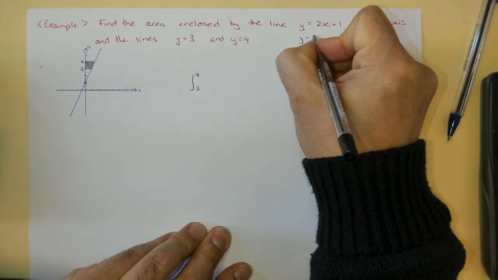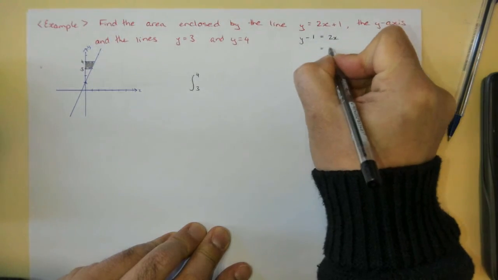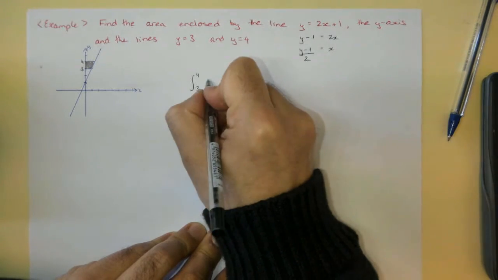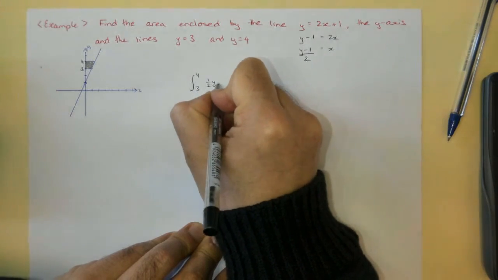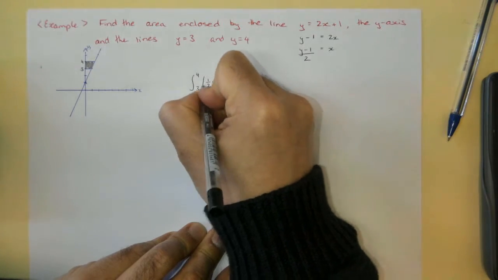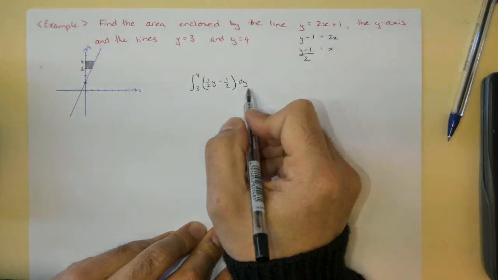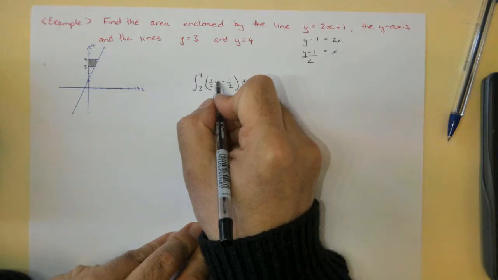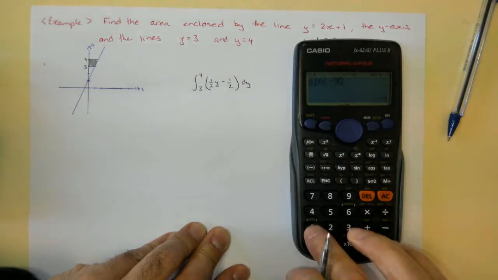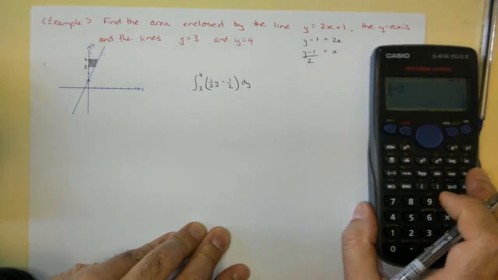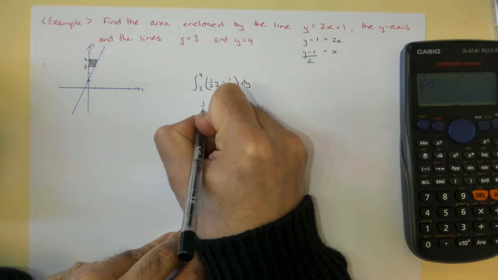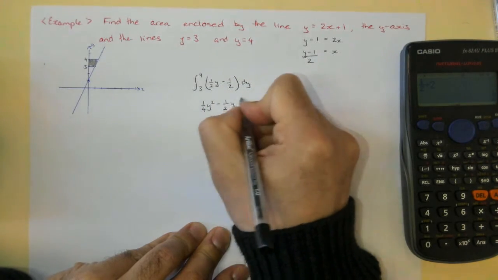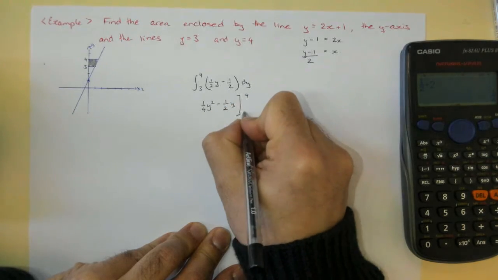So y minus 1 equals 2x. So x equals y minus 1 over 2, which is the same as writing a half of y minus a half. And we're going to integrate that with respect to y. So if I raise the power, it becomes 2, and a half divided by 2 should be a quarter. So we get a quarter y squared minus a half of y bounded by 4 and 3.